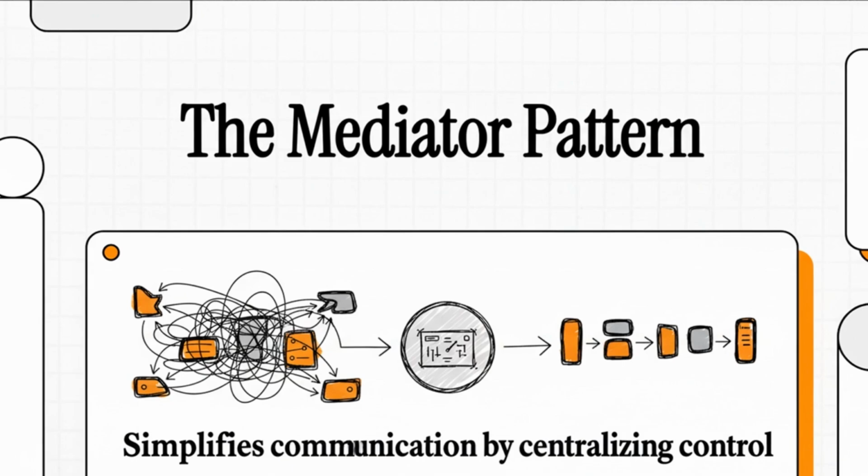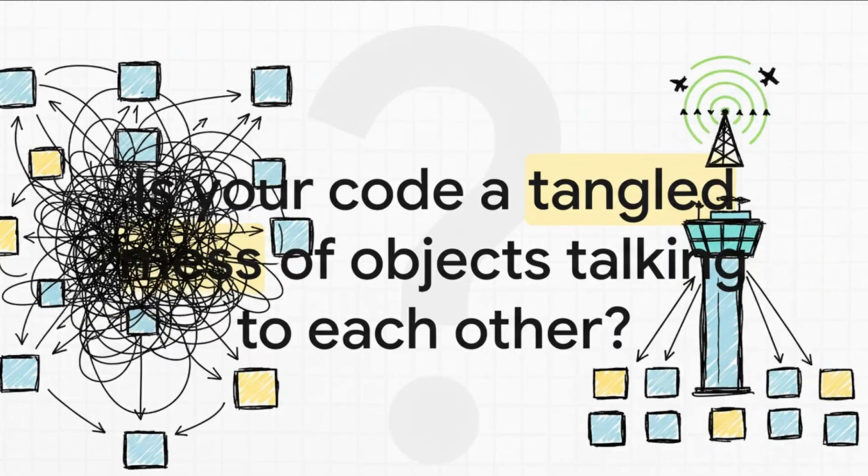Let's dive in. Does this scene feel a little too familiar? You've got all these different objects, and they're all chatting directly with one another. The problem is, when you change one thing, it creates this ripple effect, and suddenly you're forced to make changes all over the place. Your code feels brittle, super complex, and honestly, it's just a mess. If you're nodding your head right now, you are definitely in the right place.